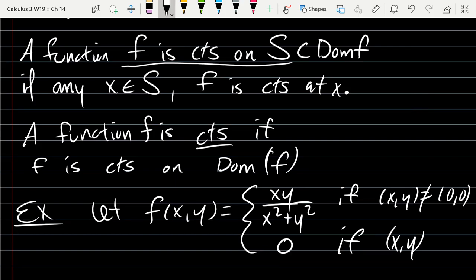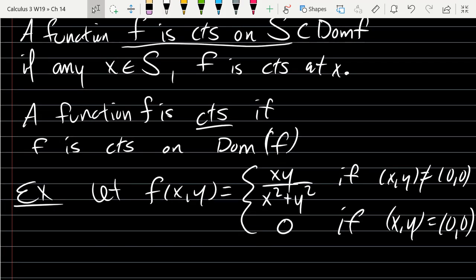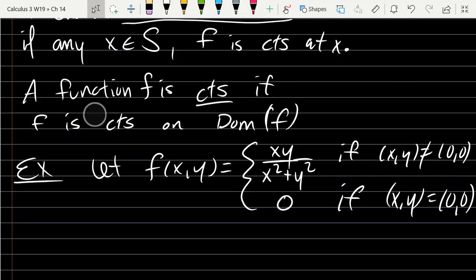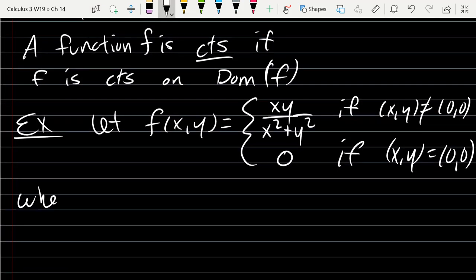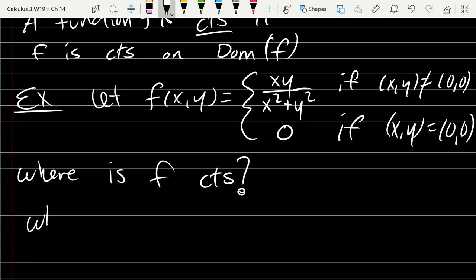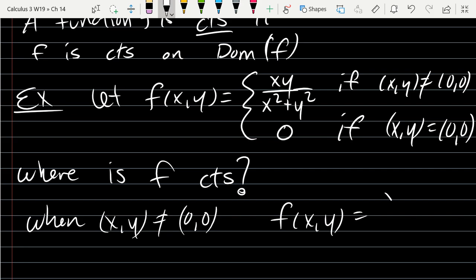So we'll start out in this example with a function of two variables. We're going to start out with a function that's a step function. It's going to be xy over x squared plus y squared if we're not at the origin, and if we are at the origin, the value would be 0. And we're going to answer the question, where is f continuous?